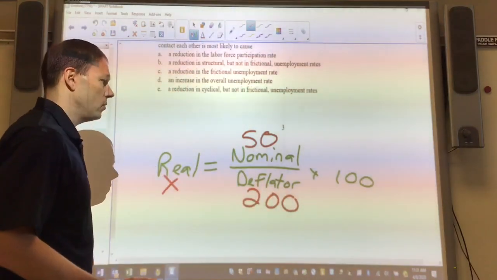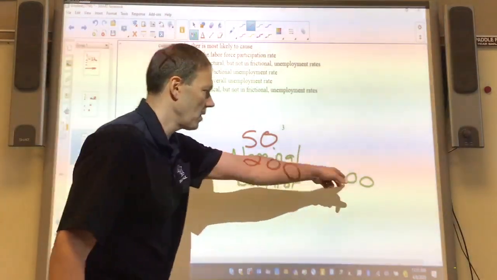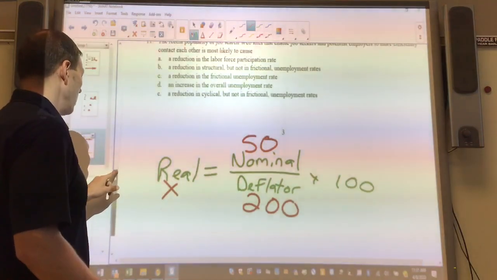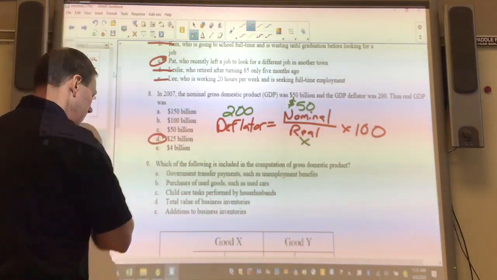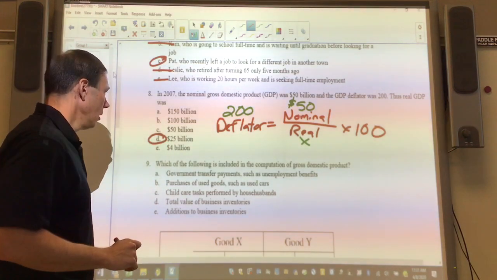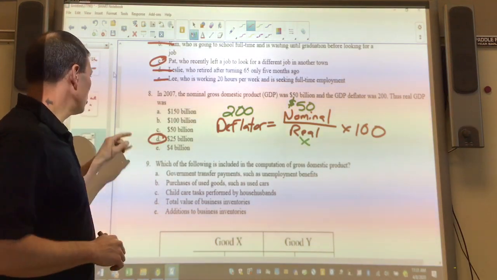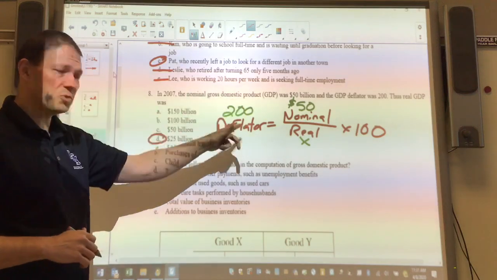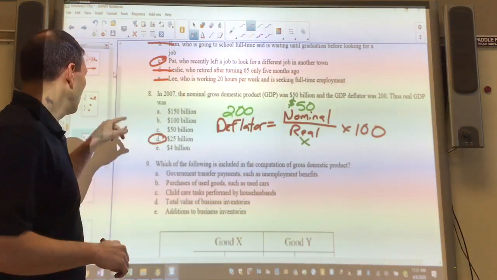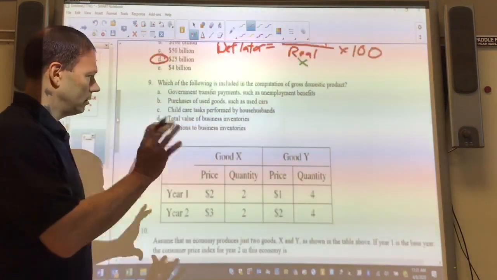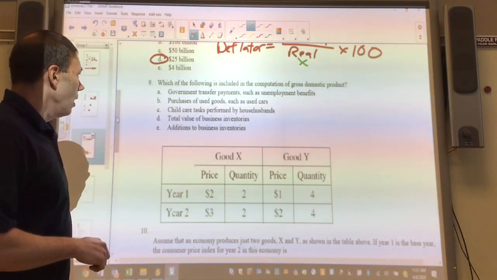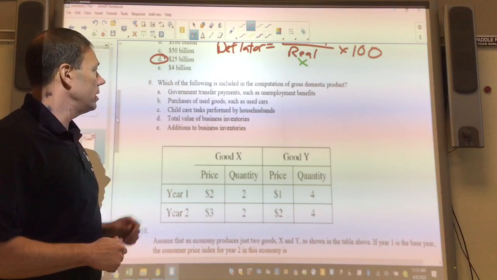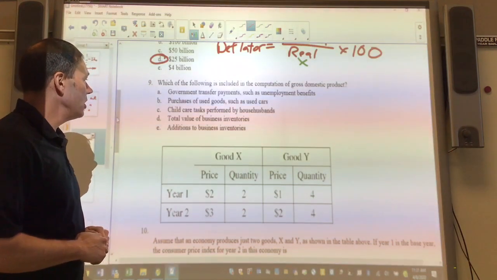50 divided by 200 is 0.25. Multiply by 100 to get it to a whole number. 0.25 times 100 is 25, and so number 8 should be D. All right, so number 8 is D, 25 billion. Okay, again, you just math that out. You can do that, or you can do it with the kind of nuanced formula that I gave you there at the bottom.